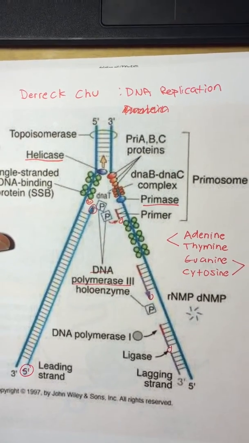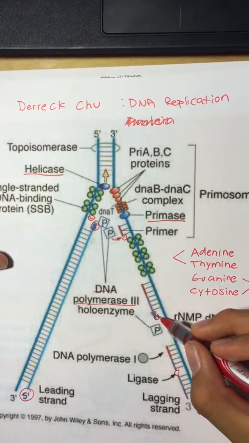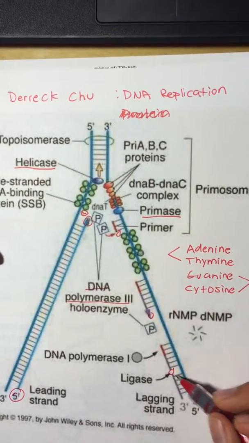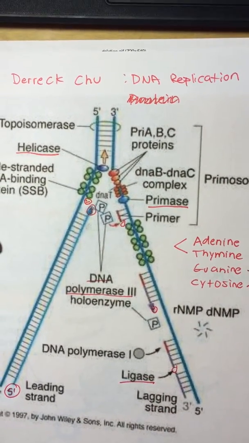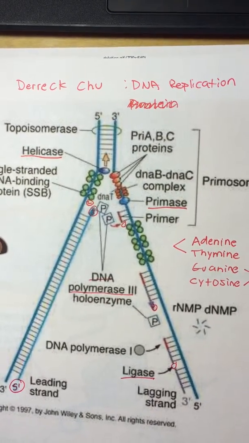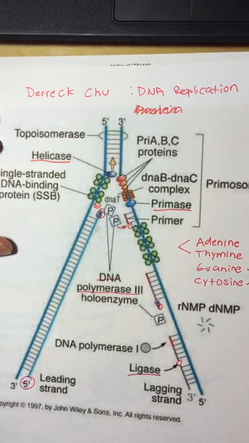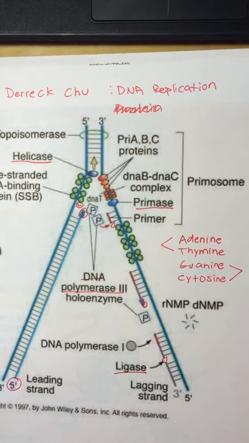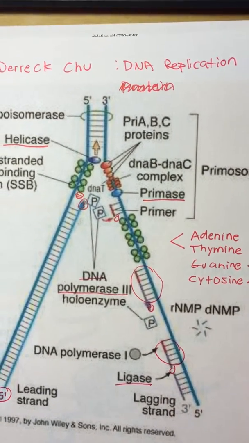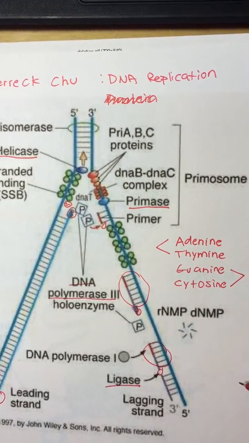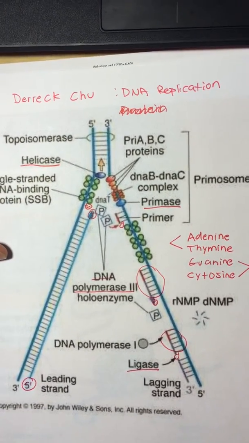Now that we've made the new bases, we need to find a way to seal up these RNA pieces right here that the primase made. That's the job of the ligase. The ligase acts like a glue. It seals up the spots and combines these things, which are called Okazaki fragments. It pretty much glues the DNA pieces together and creates a new strand.